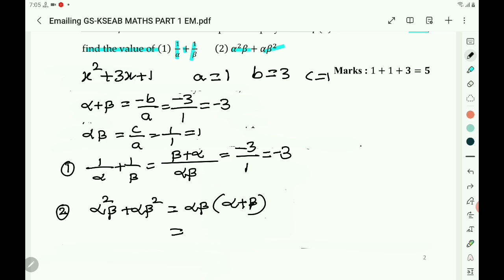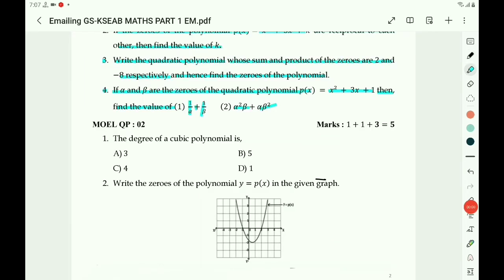Then what is the value of alpha beta? Alpha beta value is 1 into alpha plus beta is minus 3. 1 into minus 3 equals minus 3. So you got both 1 by alpha plus 1 by beta is also minus 3, and alpha square beta plus alpha beta square is also minus 3.